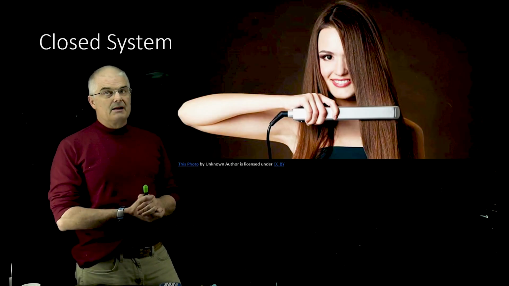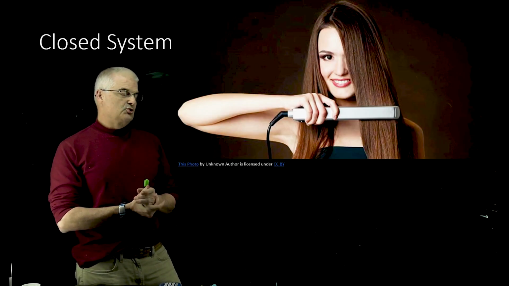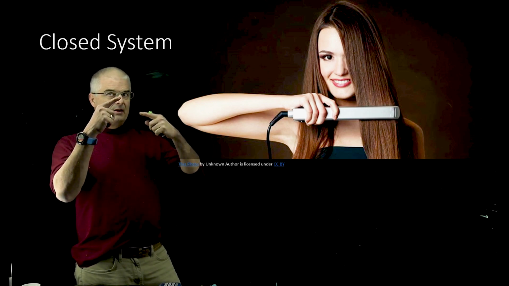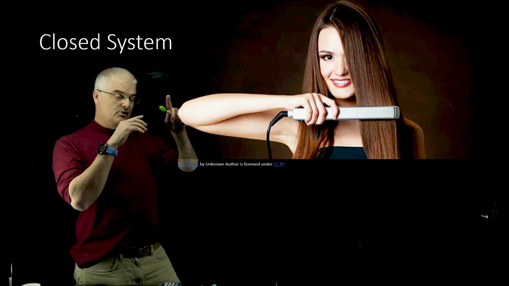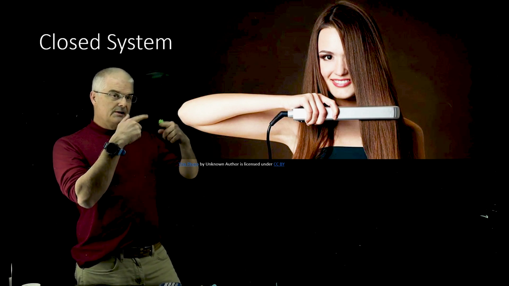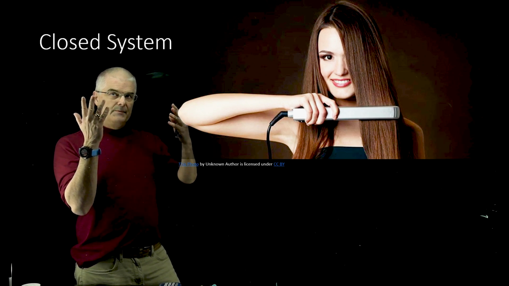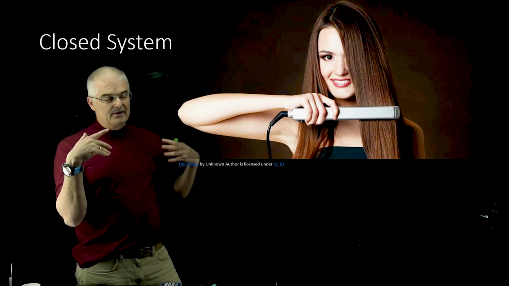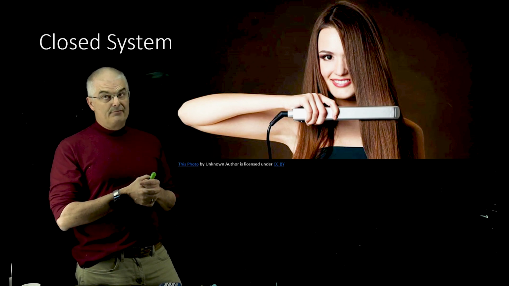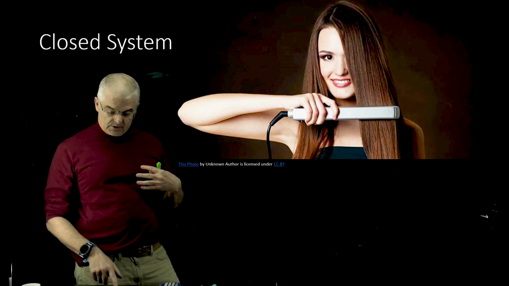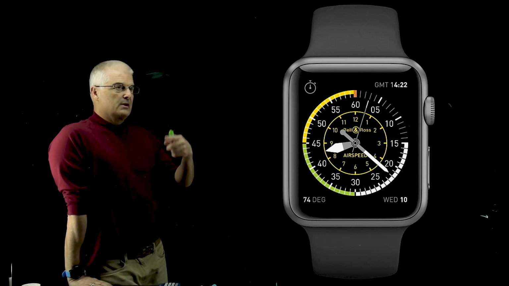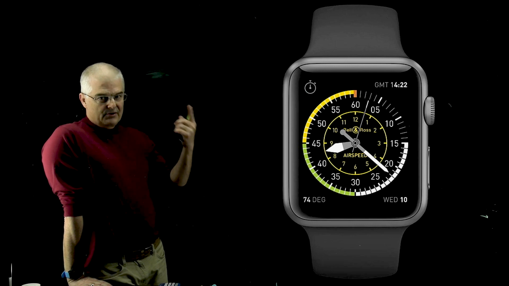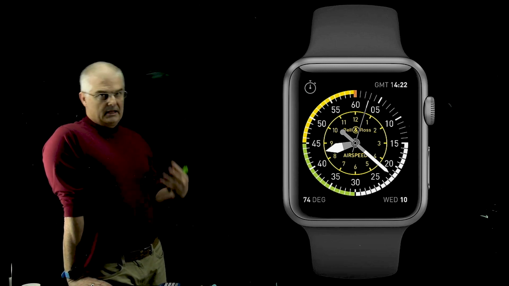A closed system, my good example would be a hair straightener. So if you straighten your hair, electrical energy, we can talk about that, is going into the hair straightener, converted to heat energy, but the hair straightener isn't getting heavier. It's not getting lighter. There's no loss of mass when you do the hair straightener. Another example would be a watch, an Apple Watch or whatever: the chemical energy stored in the batteries is creating thermal energy, but the watch doesn't get heavier or lighter.